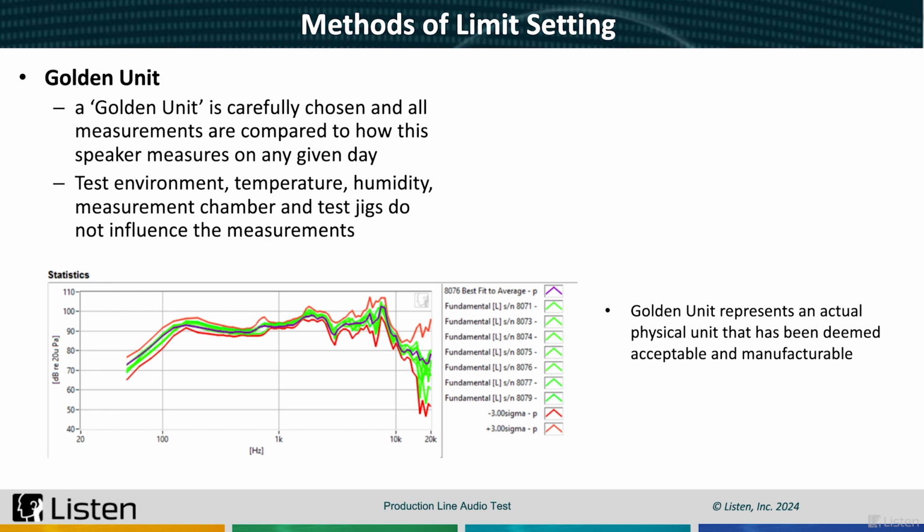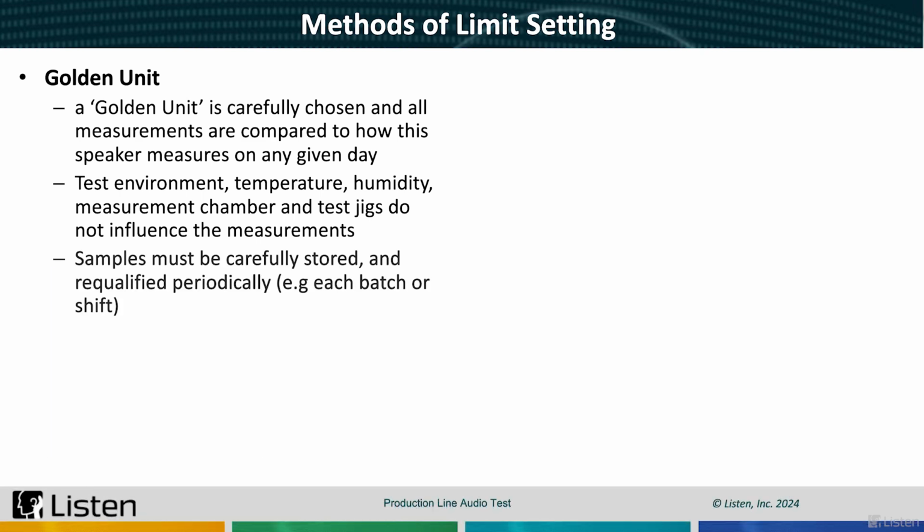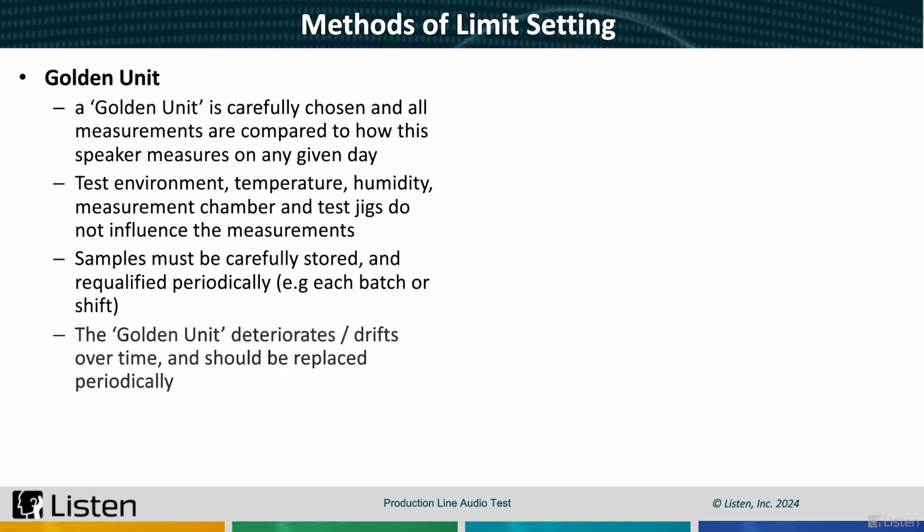The method for choosing, as well as how to handle any changes in the golden sample, should be well documented to ensure consistency. Samples must be carefully stored and requalified periodically, for example, at the beginning of every batch or shift. The disadvantages to this method are the reference loudspeaker can deteriorate and drift over time, and after a while, it needs to be replaced with a new reference loudspeaker.